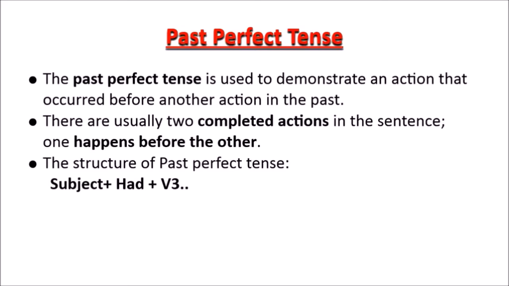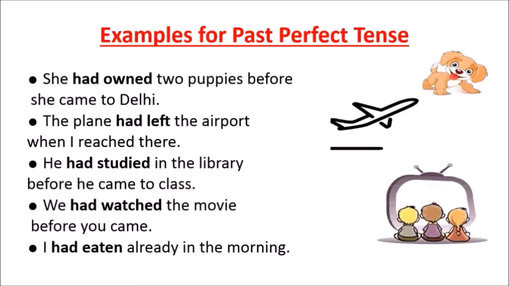Okay. So in past perfect tense there will be two completed actions, but the thing is one happens before the other. Understand? So I have given the structure for past perfect tense. Look at the structure. Subject plus had plus verb 3. So verb 3 form. Understand? So this is the structure for past perfect tense. Now let's move on to the examples for past perfect tense. So students, I have given a list of examples there. Take a look at it.